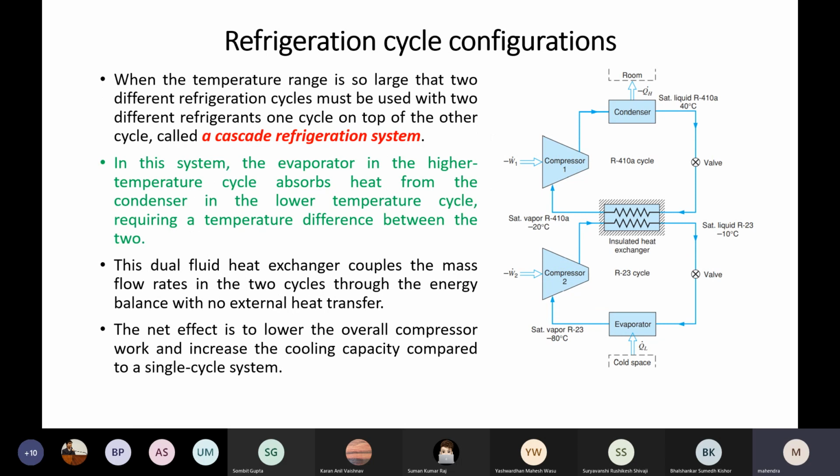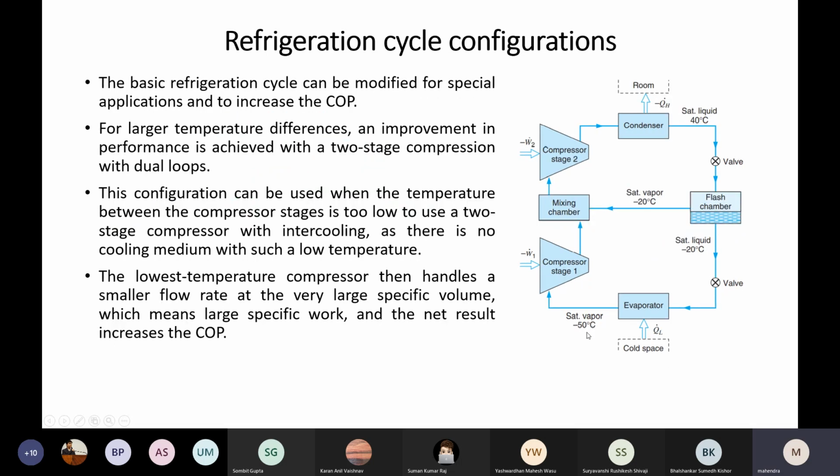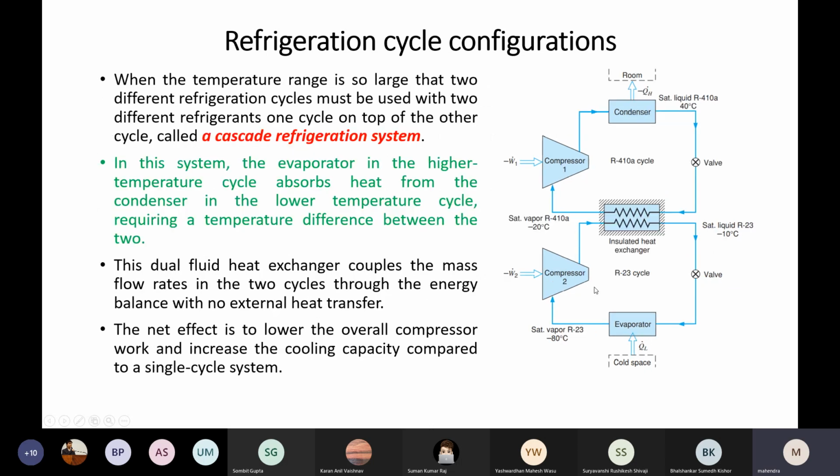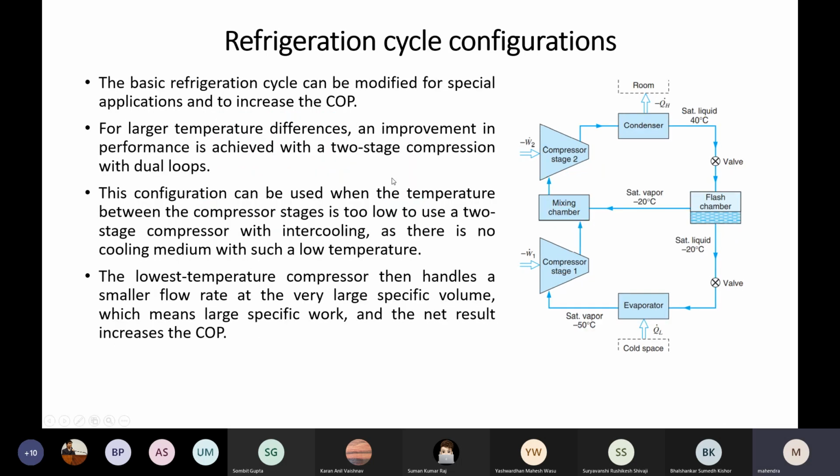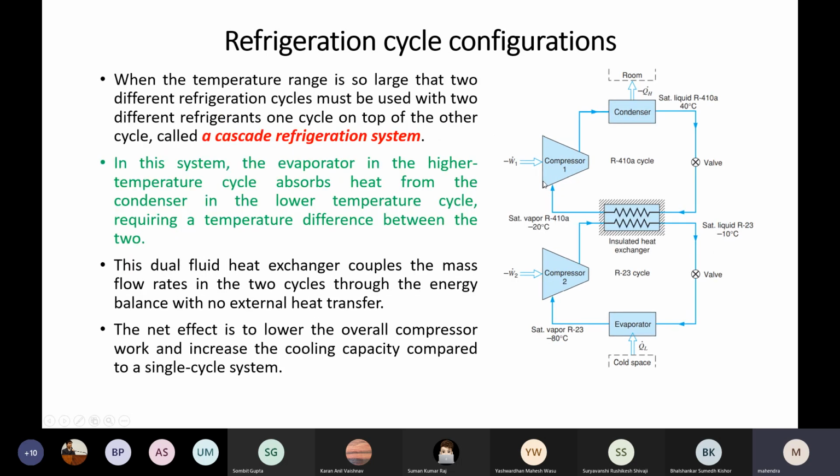This is the second type of configuration over here, the same as in the previous condition. If you see the temperature difference, it is 90 degrees. If you see over here, the temperature difference is 120 degrees. This is minus 80 and this is minus 40. This temperature gradient is further increasing. In this case, the configuration we have seen over here may or may not be suitable for this kind of condition.